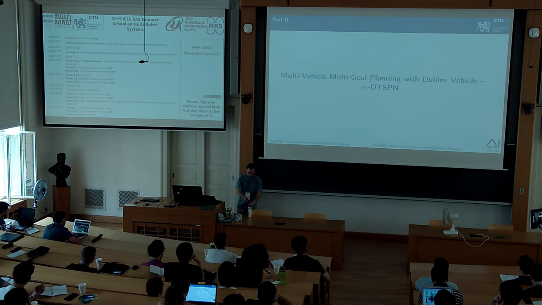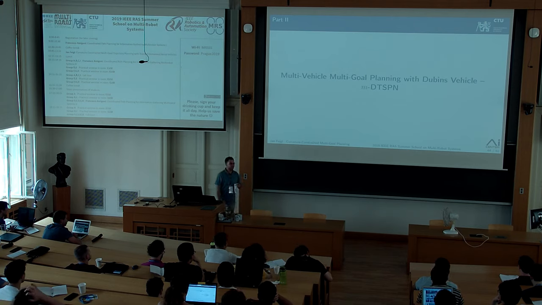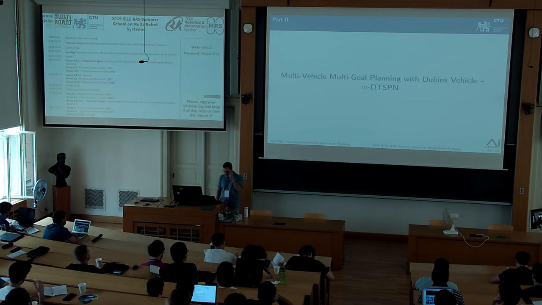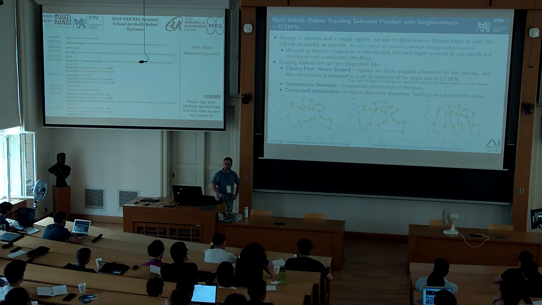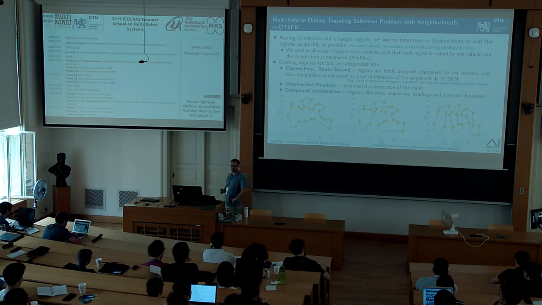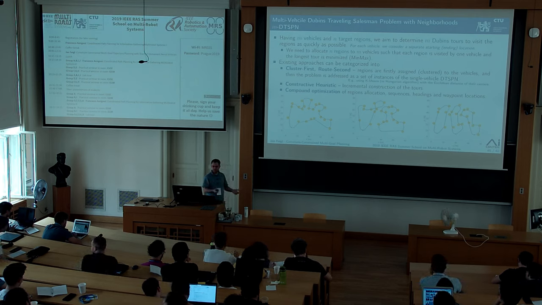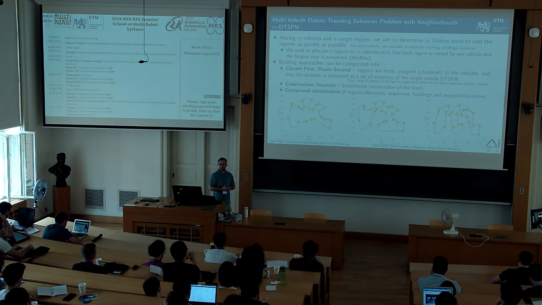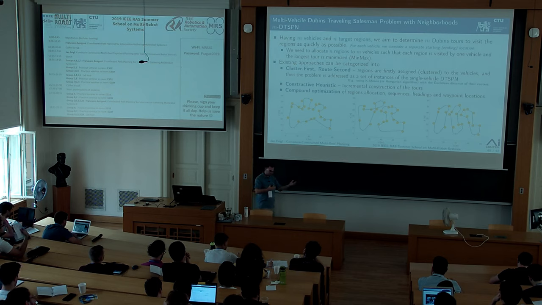Okay. Now we will switch to multi-vehicle, multi-goal planning with Dubins vehicle, which is called MTTSPN. And it will be relatively straightforward. There will be one slide which is really super important for you to score during the labs. The idea is that you have M vehicles, and you are looking for M tours to visit N locations. It has been mentioned yesterday and also today morning that this is basically the allocation problem. And you should solve all these aspects altogether, similar to Dubins, the sequencing and the headings.